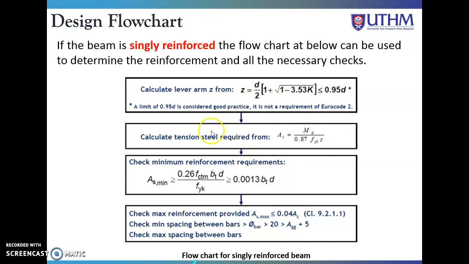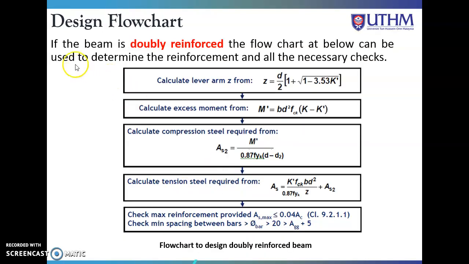Okay, so kalau for singly, kita continue with calculating the lever arm Z. Okay, this is equation. And after that, kita boleh kira dia punya tension steel required. So, since dia singly reinforced, dia hanya akan ada tension steel. Okay, so ini adalah calculation for the area of the tension steel. So, we need to check the minimum reinforcement requirement using this equation.